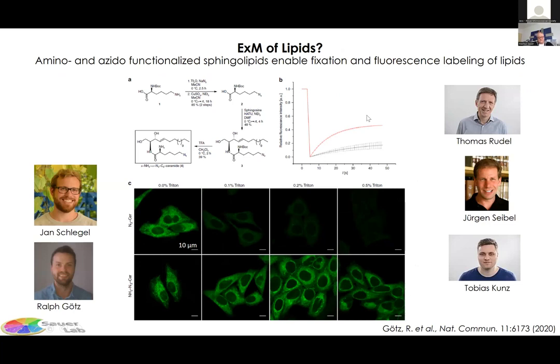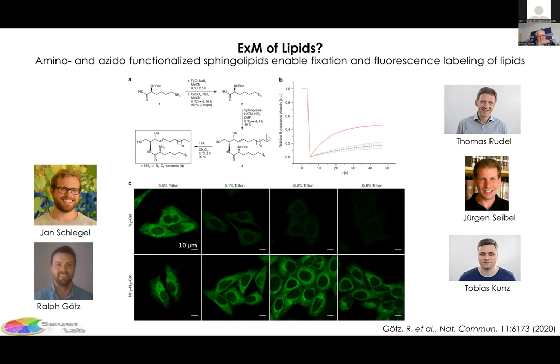Well, just to complete this expansion of cells, we also came up with expanding membranes. Membranes are far more difficult to expand because they do not have amino groups in order to link them into a gel, into a polyacrylamide gel. But there, Jürgen Seibel from the organic chemistry department of the University of Würzburg came up with a new functionalized ceramide, which is a membrane lipid probe which automatically inserts into membranes if you add these lipids to the membrane.